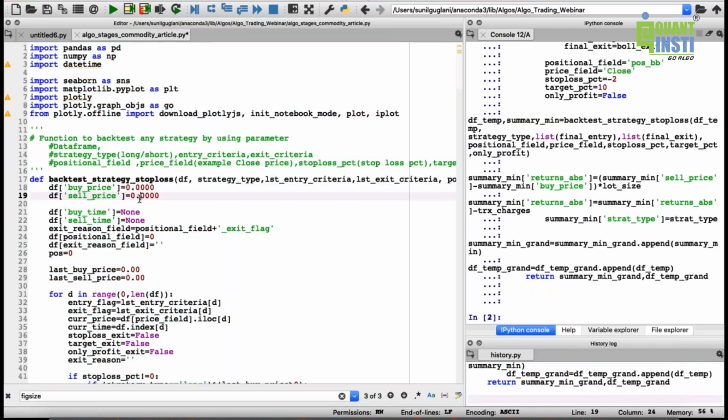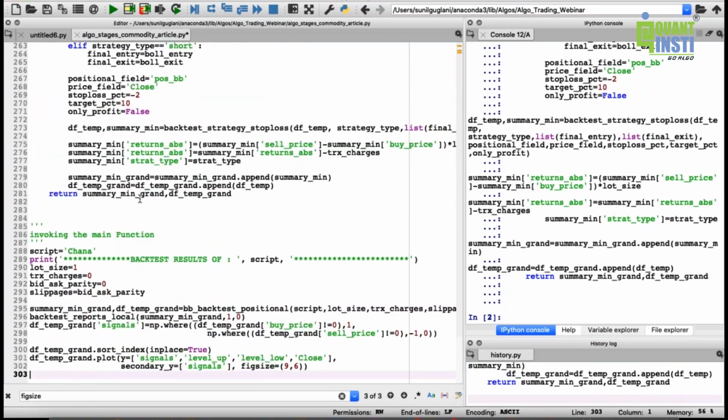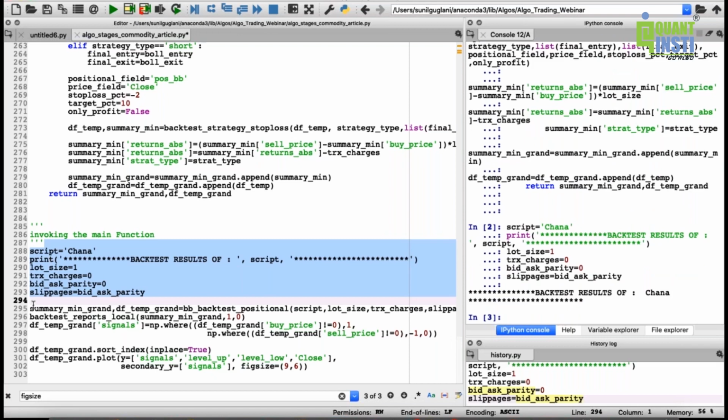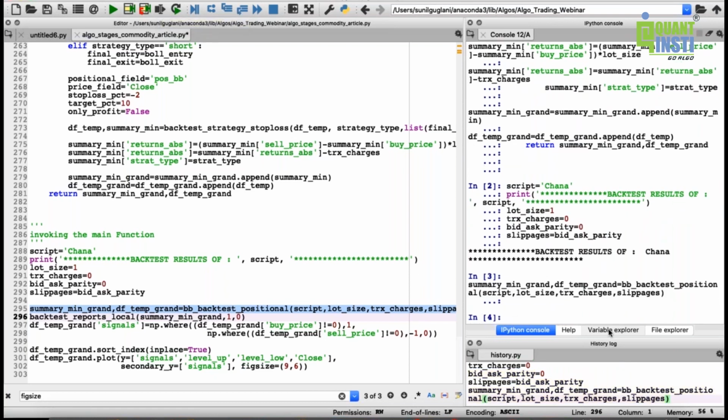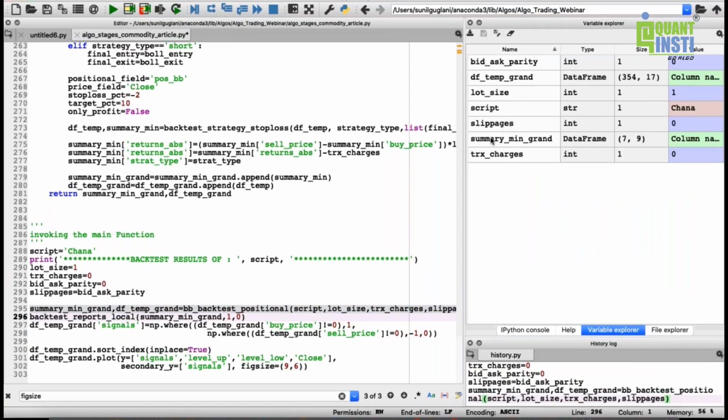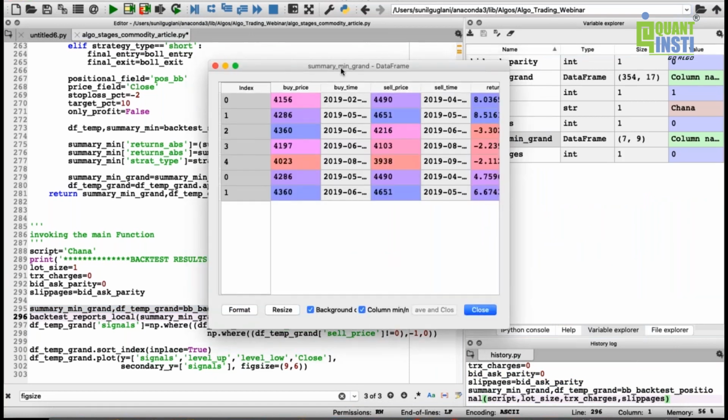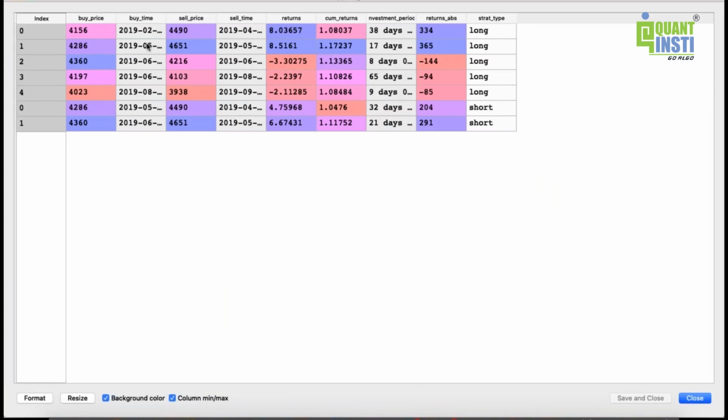I didn't run the whole script as of now, so that I can show you what is happening. Till here we have declared all the functions and imported all the libraries. Now we have declared the input variables also. Now it is invoking the backtesting function. Now I will show you how summary min looks like. So these are the trades which it has created.